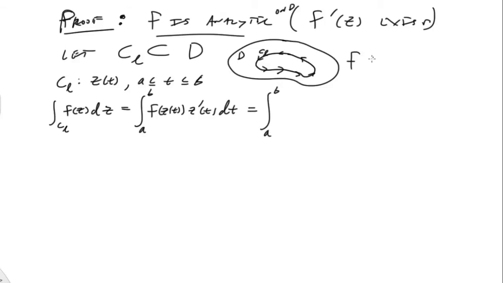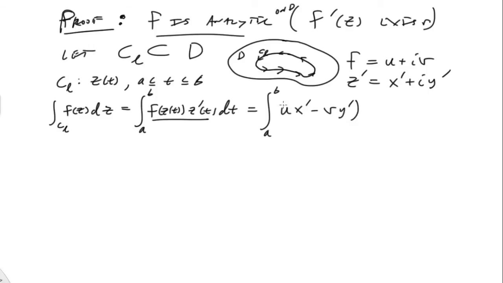And now let's recall that what we're talking about here is the integral from a to b. And now remember, f is actually u plus i v, and z prime is actually x prime plus i y prime, right? So when we're looking at this, I can expand it out to be u times x prime minus v times y prime, right? And that's the real part. And then we have a plus i, and then in parentheses there, u times y prime plus v times x prime, and the whole thing there is dt.